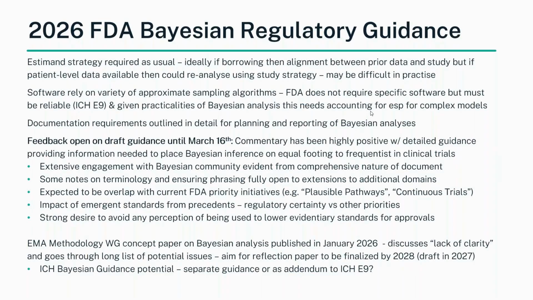Just a note here that obviously the FDA is the torchbearer here, but the EMA methodology working group just published a couple of weeks ago a concept paper on Bayesian analysis. They discussed the lack of clarity, and it goes through a long list of all the things that could be discussed if you're talking about a Bayesian guidance. But they are aiming to have a reflection paper finalized by 2028, so a draft version probably next year. So don't be surprised if I have Bayesian stuff in here again this time next year. Just keep an eye on that.